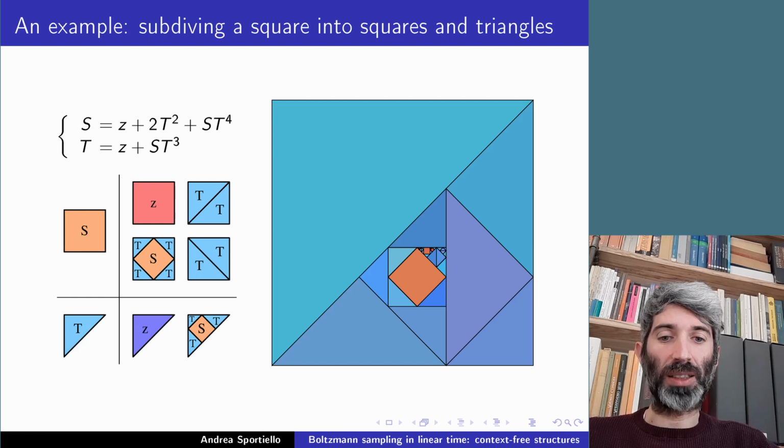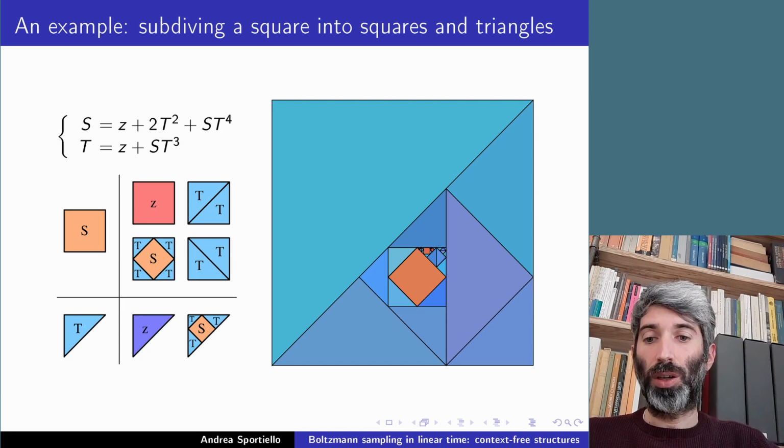This is a typical example of what you could find as an irreducible context-free structure. Here you have two equations. S and T are entangled. S stands for squares and T for triangles. You can break a square. You can either define that the square will not break anymore, and you have the variable z in red, or they will break along one or the other diagonal, and you have two triangles.